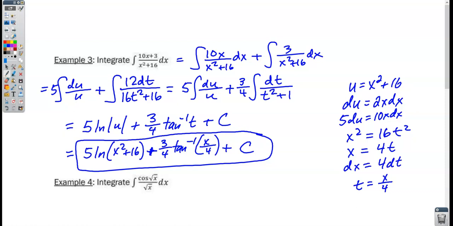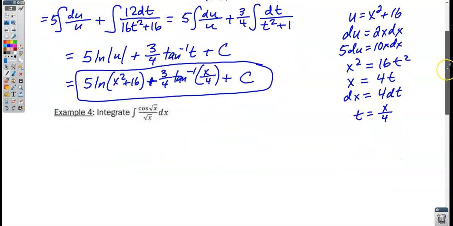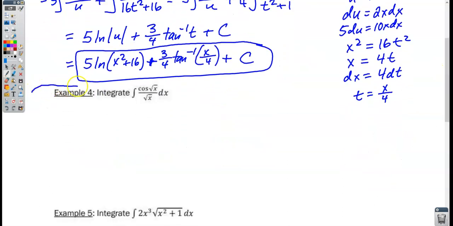Alright everybody, welcome back to what should be the final video, the fifth and final video on integration using substitution, section 6.9 of AP Calculus. We're going to work our way through a few more examples here, pick up where we left off, and we'll start here with example 4.